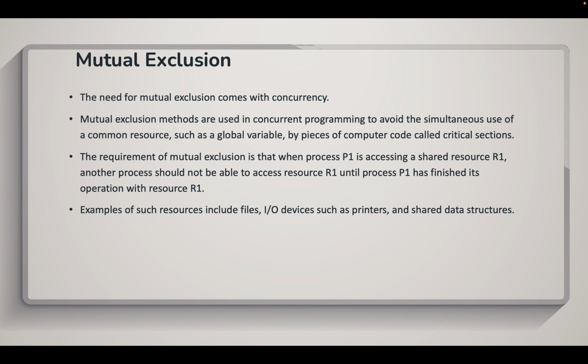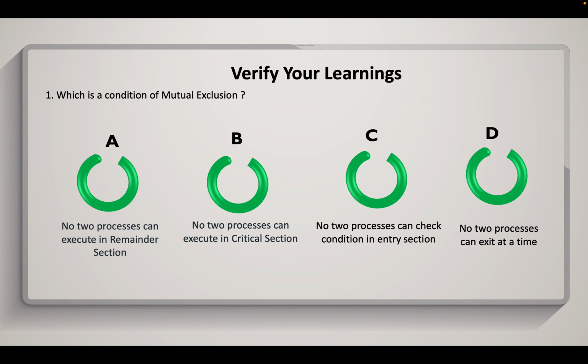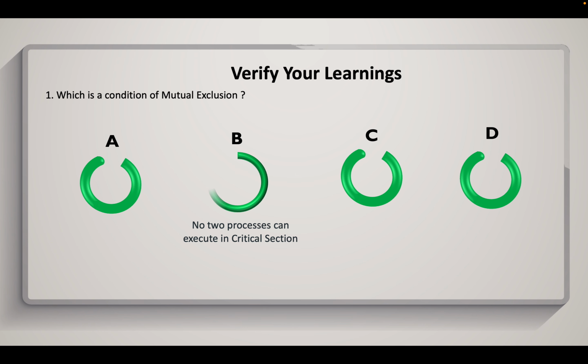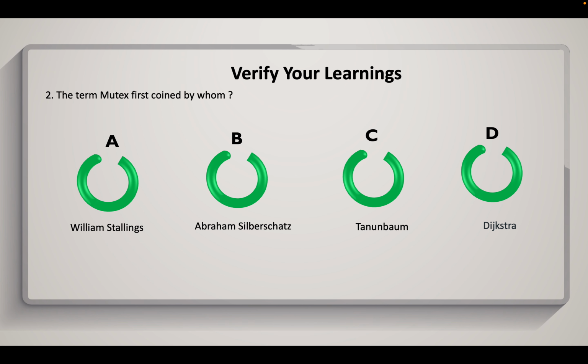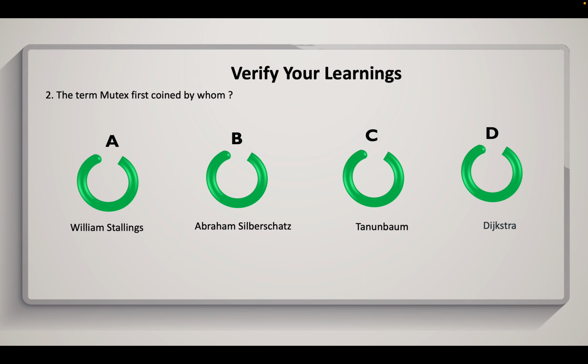The need for mutual exclusion comes with concurrency. If two processes want to execute at the same time concurrently, then mutual exclusion is needed. What is the condition of mutual exclusion? No two processes can execute in their critical section at the same time. The term mutex was first coined by Dijkstra.